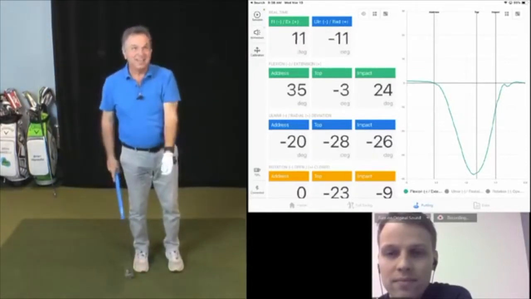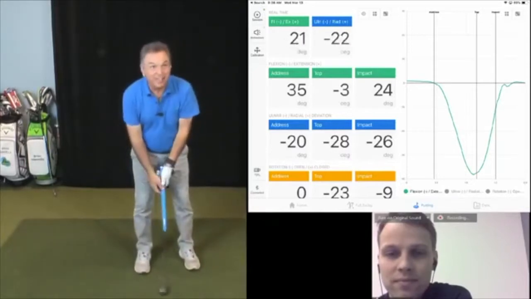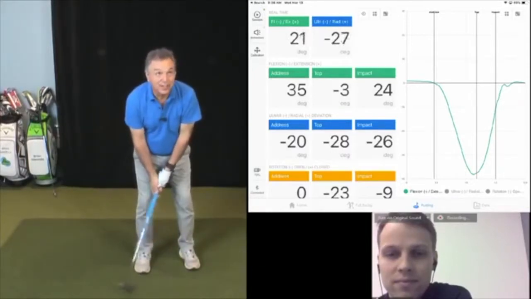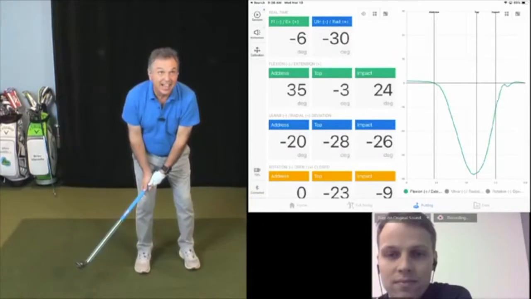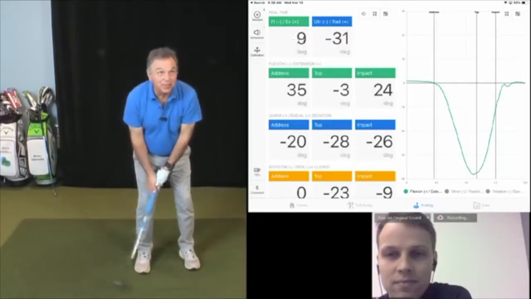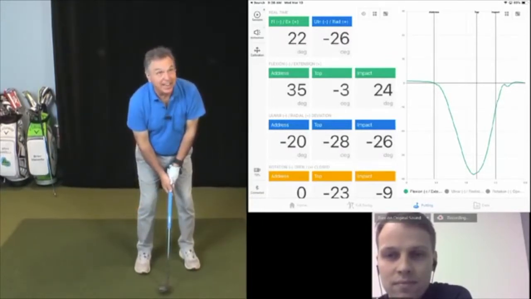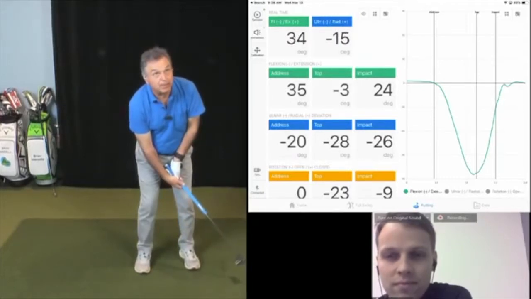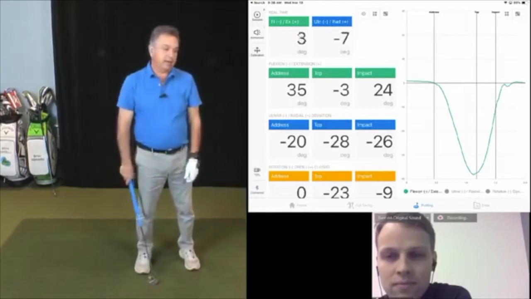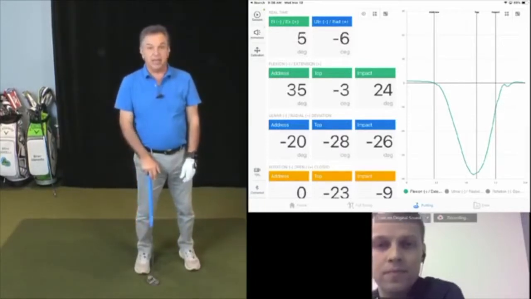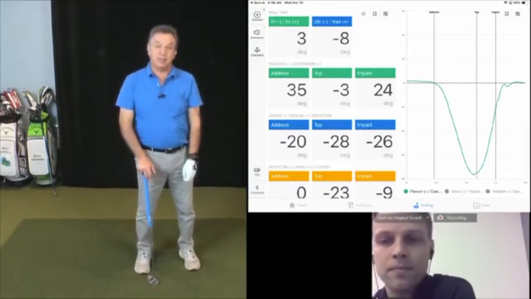That was me going from 35 to -3 to 24 at impact, and then back to probably about 34 or so here. Wrist putting. And Billy Casper putted that way, and the guy was a wizard for about 50 years on tour.